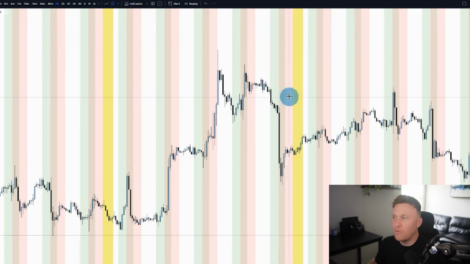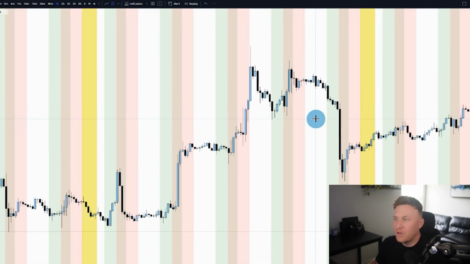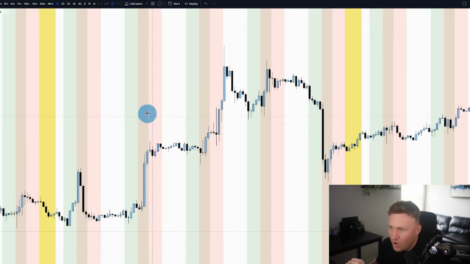Very similar to how it chunks out the weeks, these vertical lines in the back also chunk out the days, but more specifically, the times of session. The white background here represents Asian session. The green shows us London. London for me starts at 3 a.m. Eastern. And now we can see a maroon color right here, and that is indicating the start of New York open.